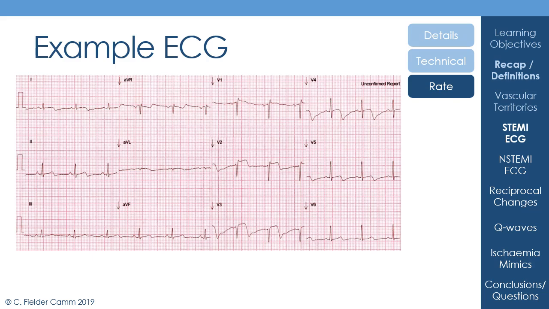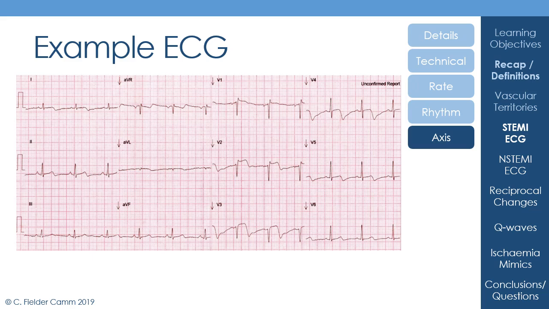So how fast are we going? Well, we can see that we've got about 4 large squares between each R wave, so we're probably getting about 75 beats a minute. We can see clear P waves before each QRS complex. The R waves are equally spaced apart and the P waves are positive in lead 2, so we're quite happy that this is sinus rhythm.